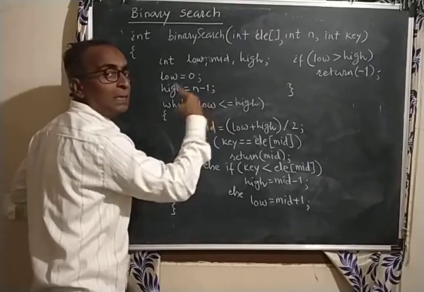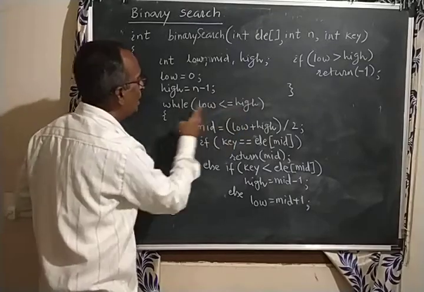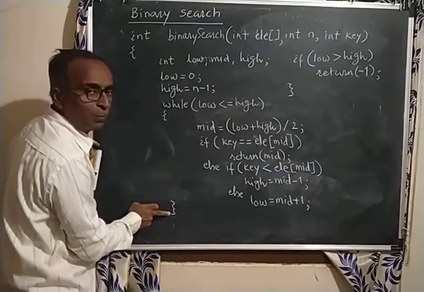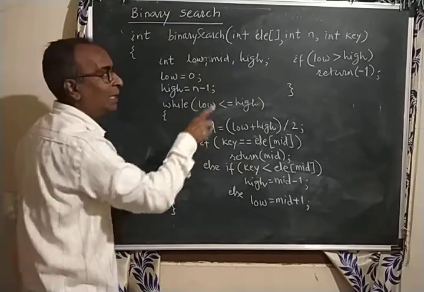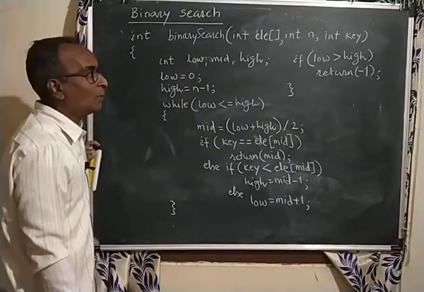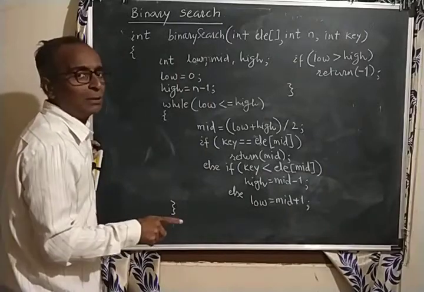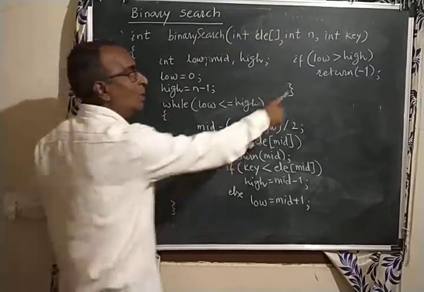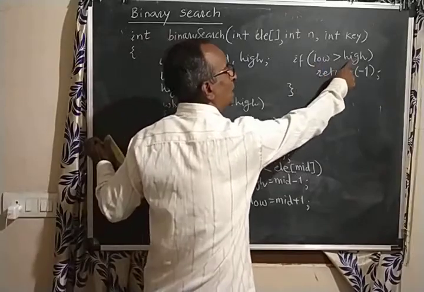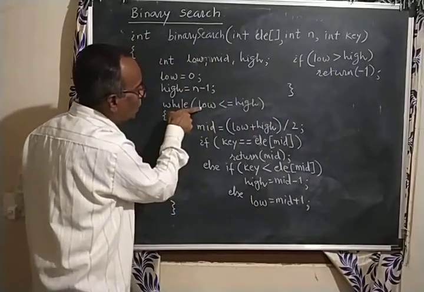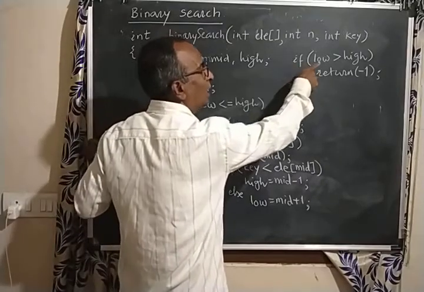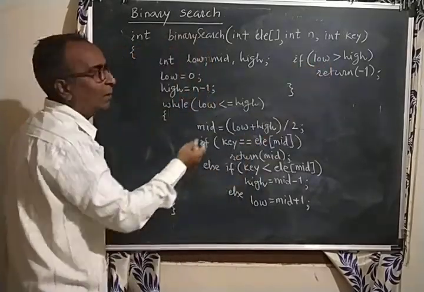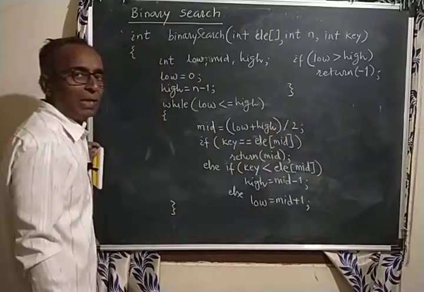When low crosses high, it will come out of this loop. When low crosses, definitely you can say that it is a condition of unsuccessful search. That element is not found. So whenever low is greater than high, it will come out of this loop. It will come here. If low is greater than high, you are returning -1.